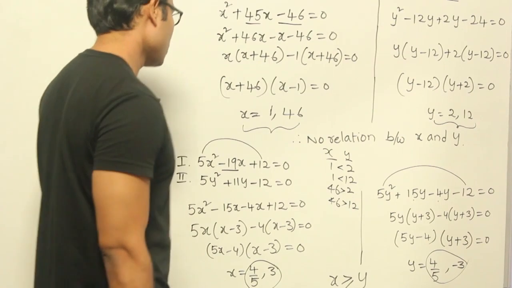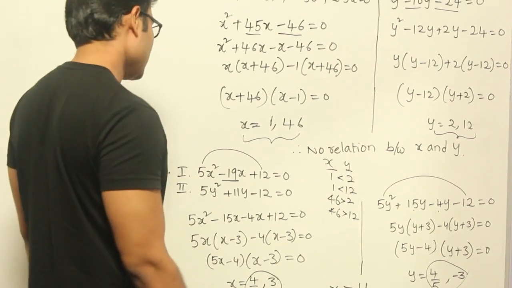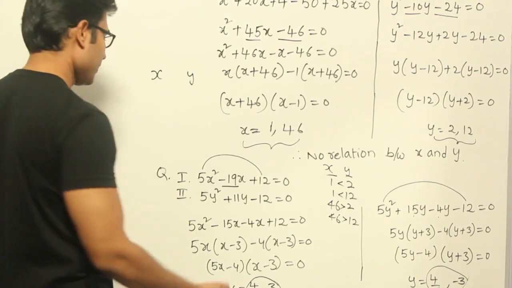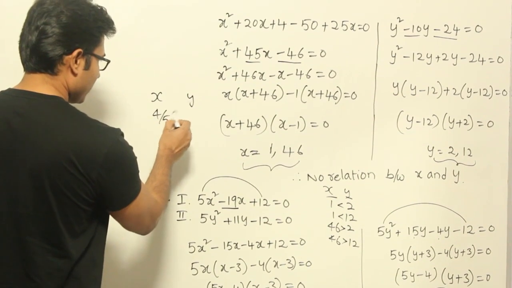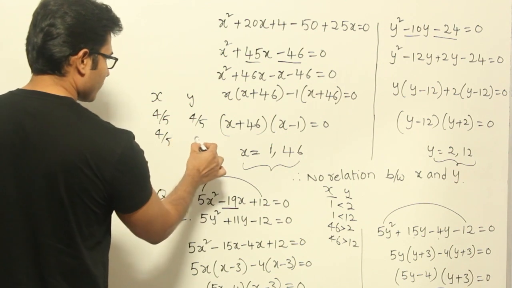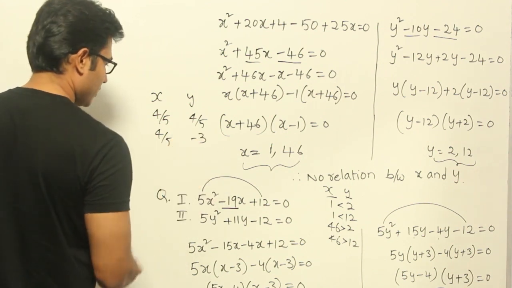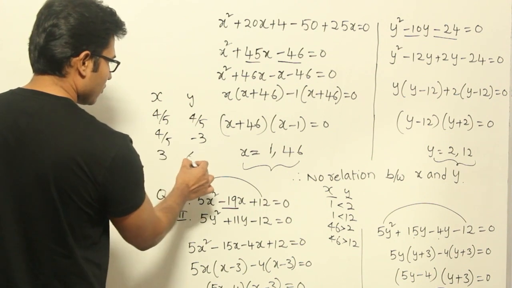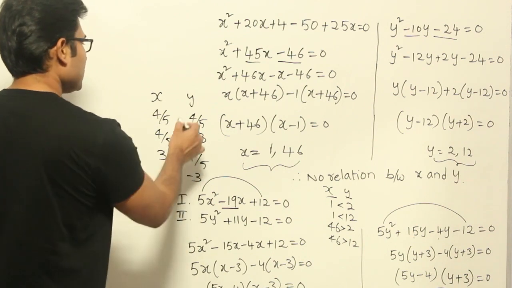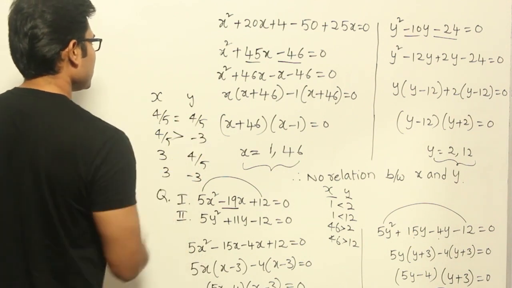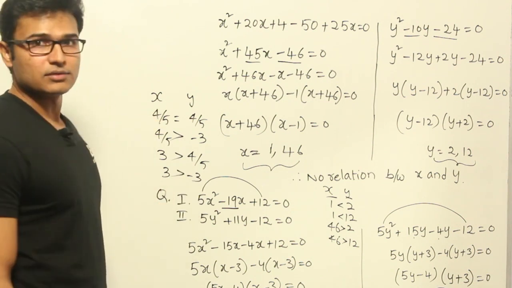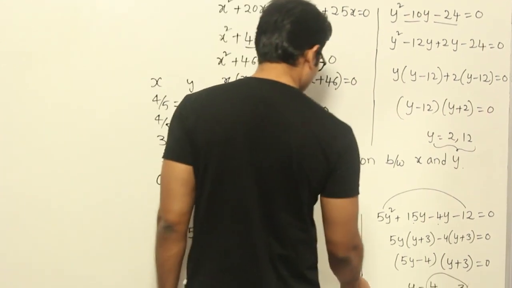Now if you write all the possible combinations of x and y, what we get is 4 by 5, 4 by 5; 4 by 5, minus 3; 3, 4 by 5; 3 and minus 3. Now in this case it is equal, in this case it is greater, in this case it is greater, in this case it is greater. Therefore either it is greater or equal, right? So the relation between x and y is greater than or equal to. Okay.